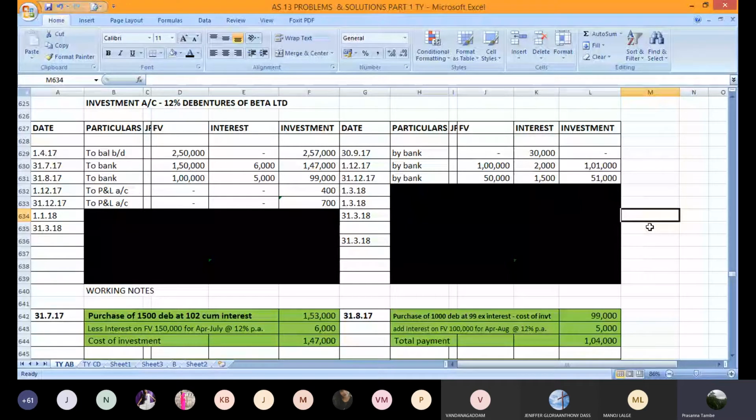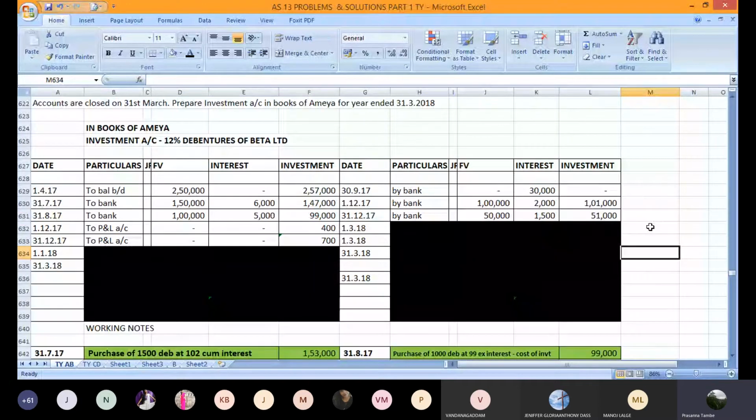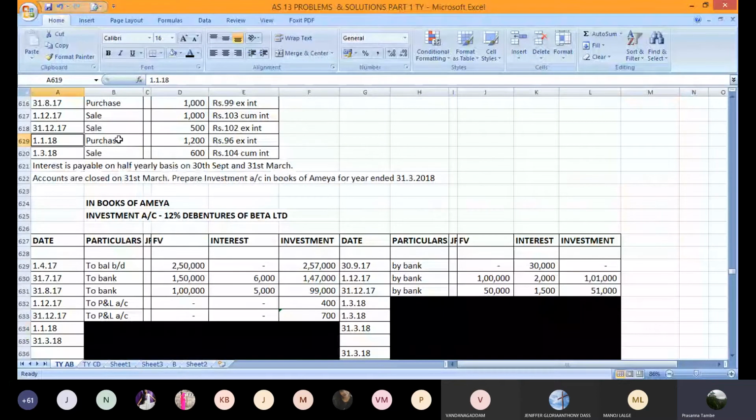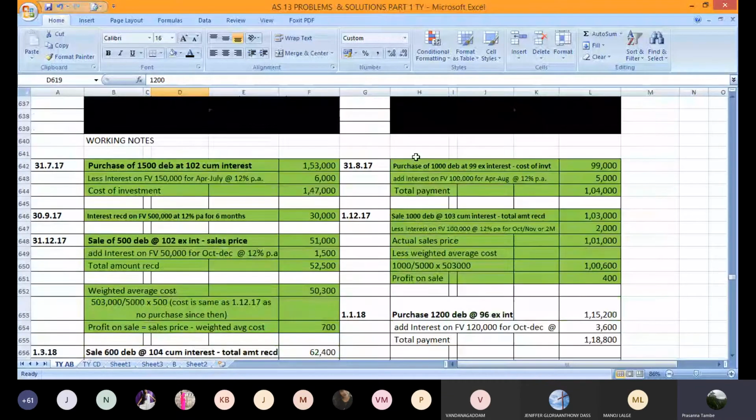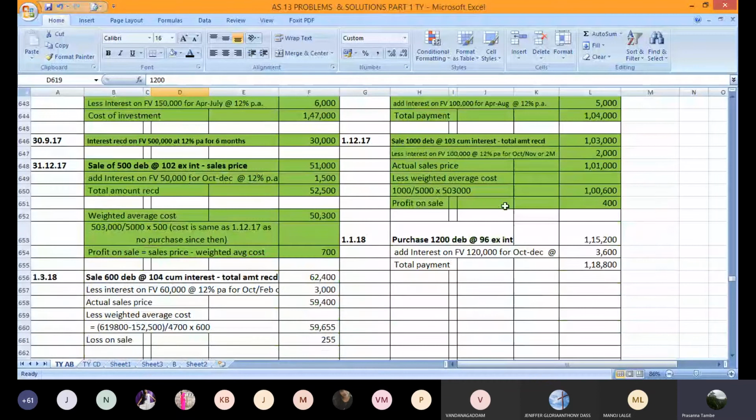Can we go to the next transaction? Now 1st January we have purchased X interest debentures. Pricing is 96 rupees per debenture. 1,200 debentures are purchased. So let us complete the working first. On 1st January, 1,200 debentures into 96 X interest.